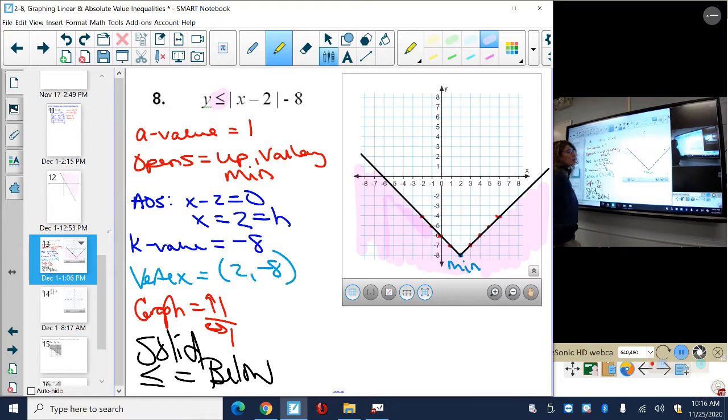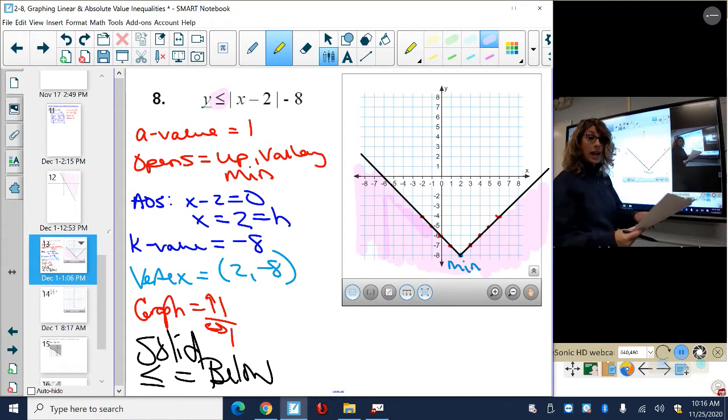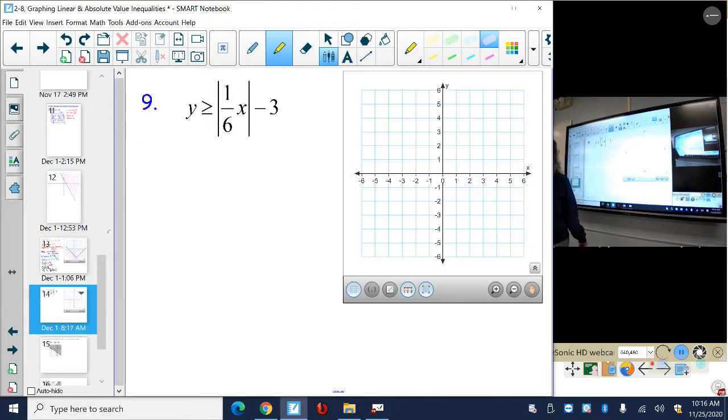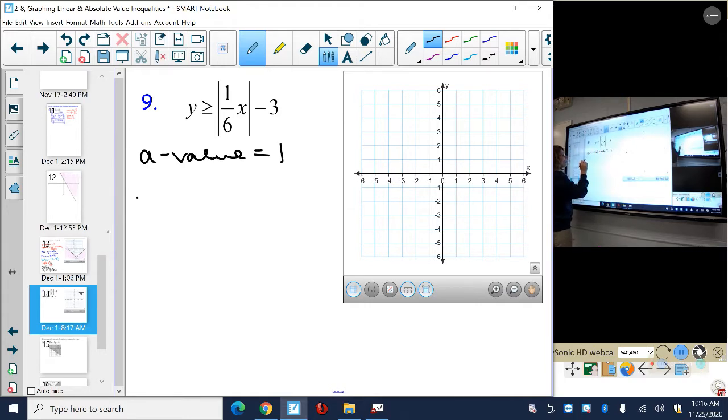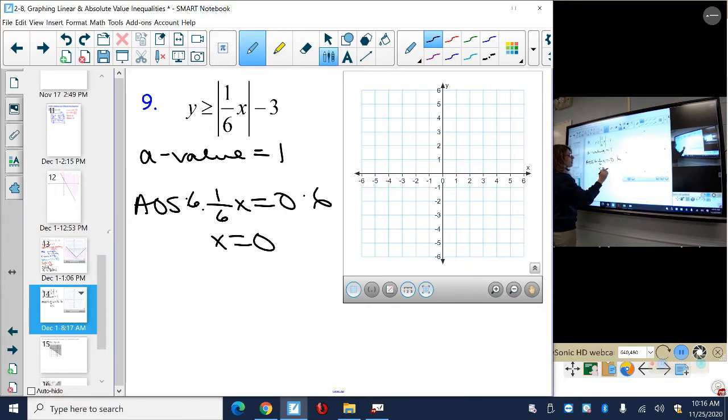So that is your graph for that absolute value inequality, and that's how you're going to do 7, 8, and 9. I'm going to give you a hint on number 9. My a value is still going to be 1. My axis of symmetry is going to be 1/6 x is equal to 0, so multiply by 6. X is still equal to 0, yes?